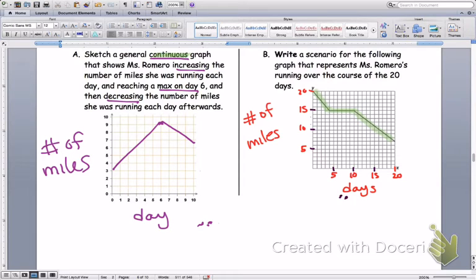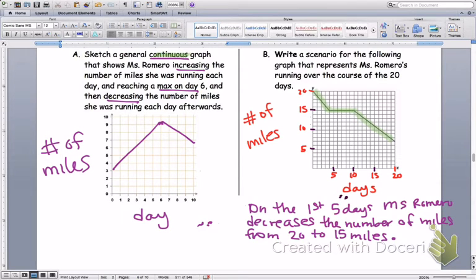So let's go ahead and start writing that out. The first piece is going to be from days 0 to 5, the number of miles decrease. So on the first 5 days, Ms. Romero decreases the number of miles from 20 to 15 miles. Now we're going to do the next part, from days 5 to 10. She runs the same amount of miles, which is 15 every day. On days 5 to 10, she runs 15 miles daily.